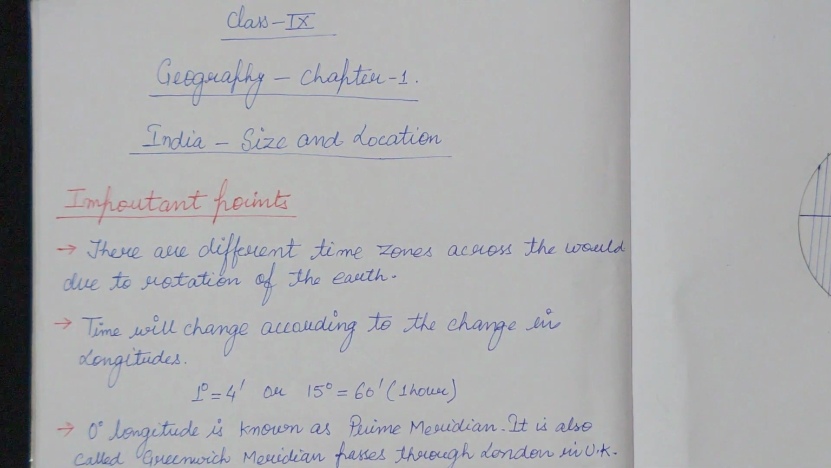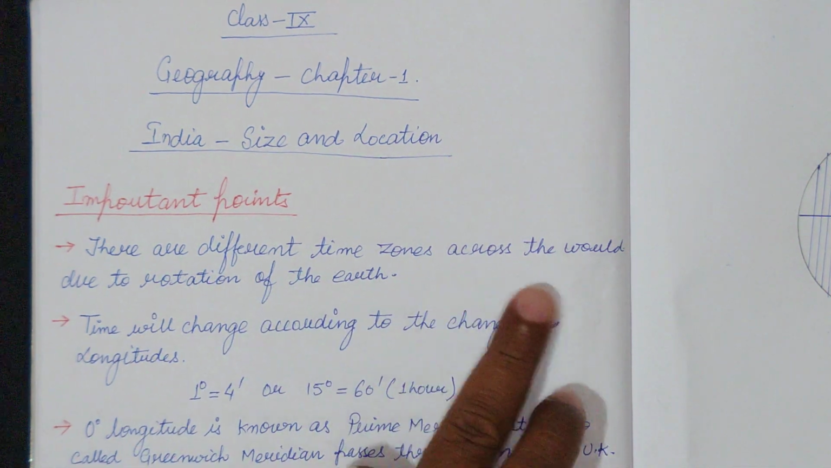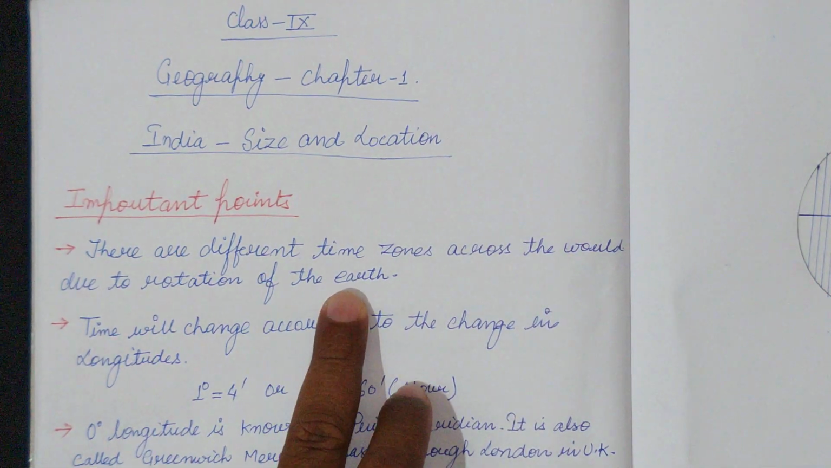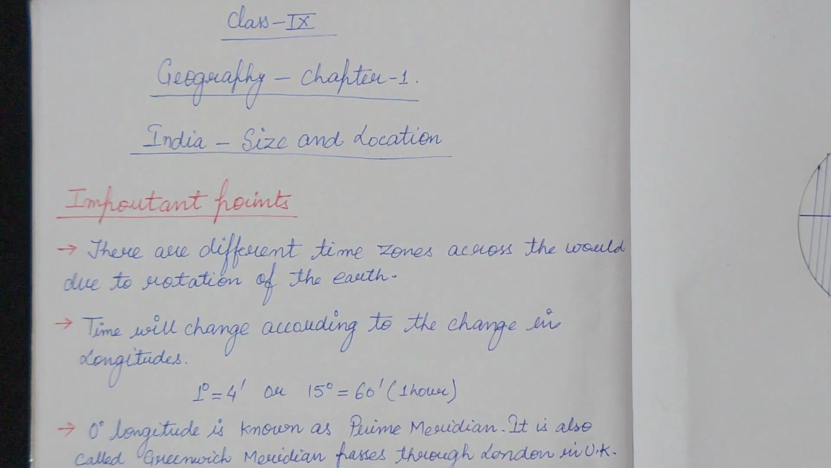So India also comes under a particular time zone, and we'll discuss the time zone in this point. I have written here, there are different time zones across the world due to the rotation of the Earth. Now, how can you decide a particular point of time for a particular country? It depends upon the change in the longitude. Whenever you see a change in the longitude, you see a change in the time also.